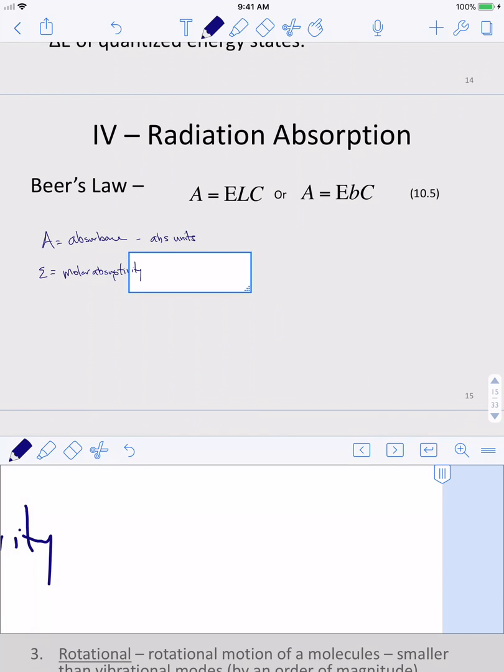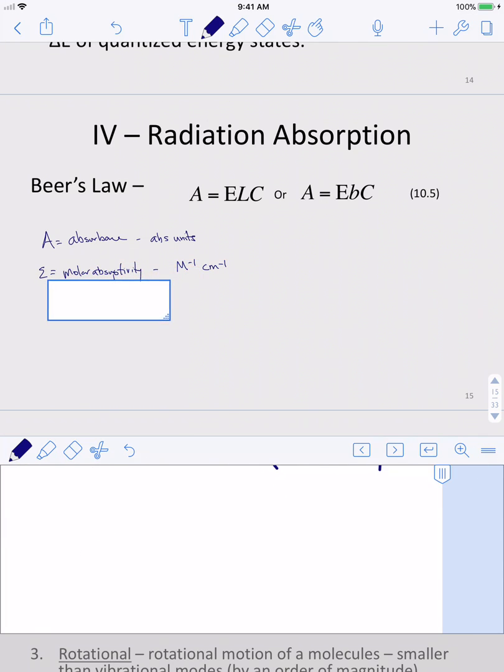Molar absorptivity, which has units of molar inverse centimeters inverse. So this is like your slope. Sorry, not correlation coefficient, your sensitivity of your method, and it tells you how much absorption you should have per mole per path length of 1 centimeter of distance through the solution.